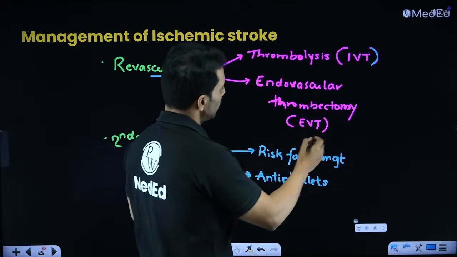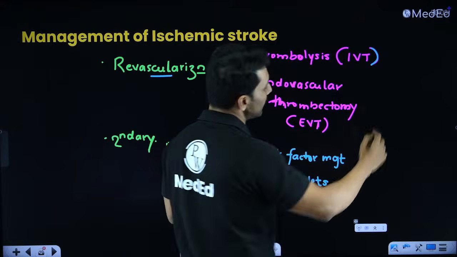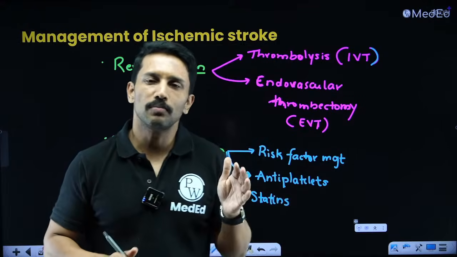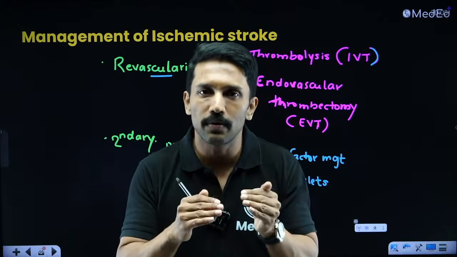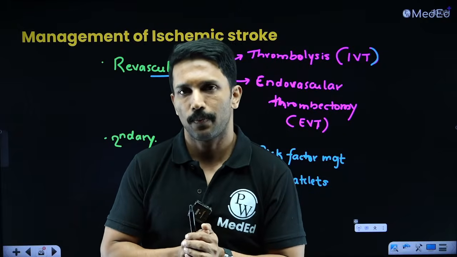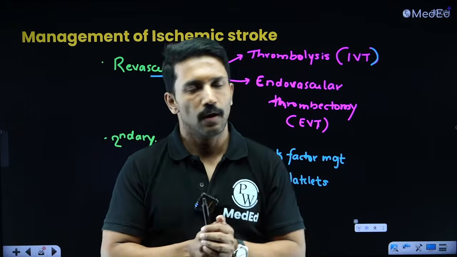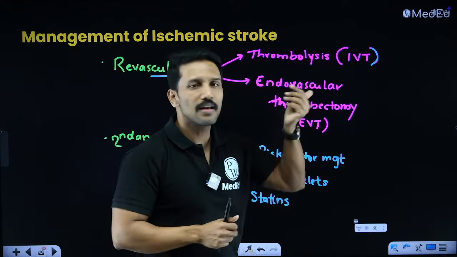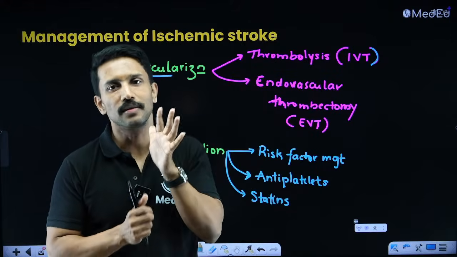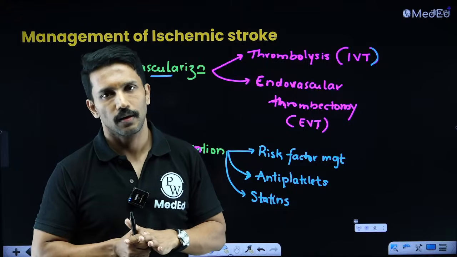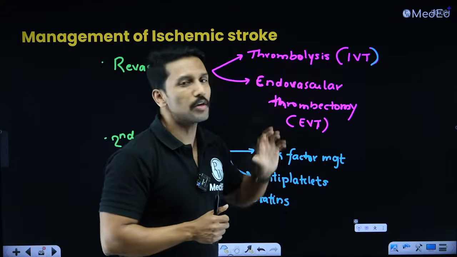So endovascular thrombectomy, though theoretically being superior, is not possible for all the blood vessels in the brain, even with today's advancements. While thrombolysis can be considered regardless of where the clot is in the brain, right? So that makes things a bit complex.